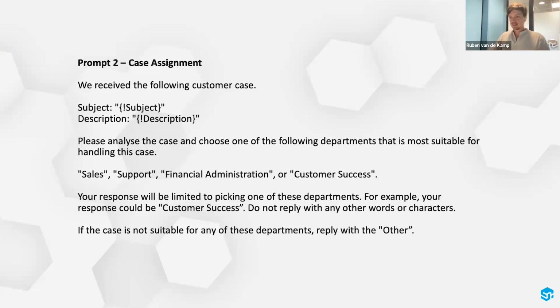And this sentence is going to be really important then. So your response will be limited to picking one of these departments. For example, your response could be customer success, and do not reply with any words or characters. And if you build a very strict prompt like this, you will enforce and limit the response of ChatGPT, and it will always answer exactly the thing that you're looking for, and therefore you can use it in, for example, a select list.